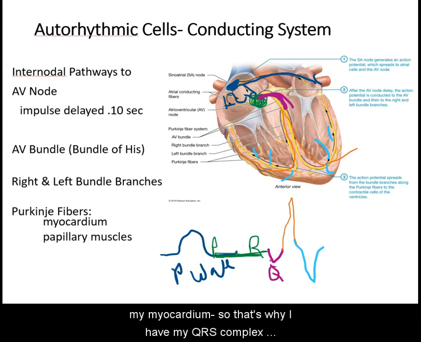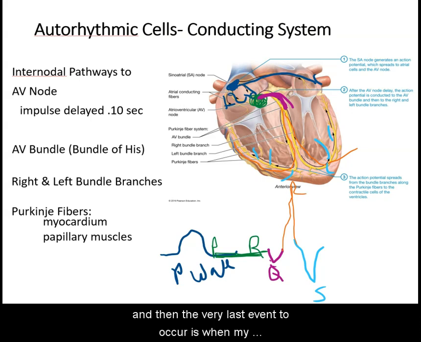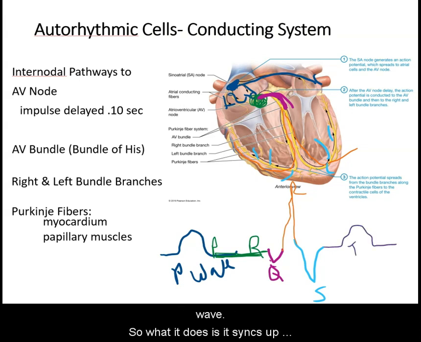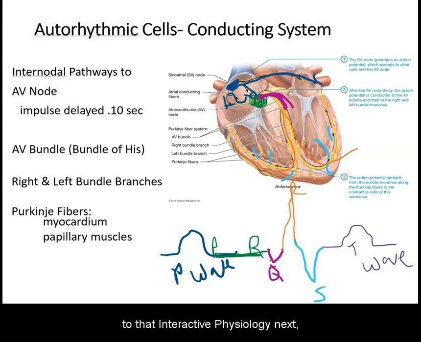So that's why I have my QRS complex, where it's going through the ventricles. And then the very last event to occur is when my ventricles are going to repolarize, and that's my T wave. So what it does is it syncs up perfectly with what's happening in the heart. And so we can look at an EKG and we can get information about the conducting system. We can see the electrical activity of the heart. So I'm going to come back to that interactive physiology next, and so you can see it.